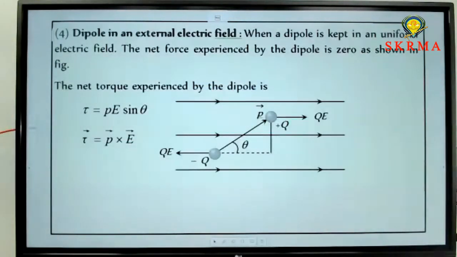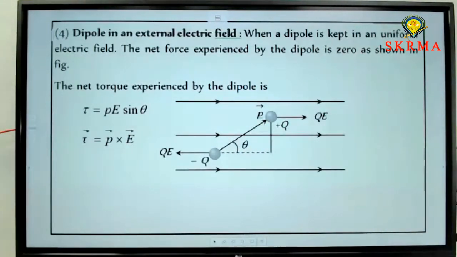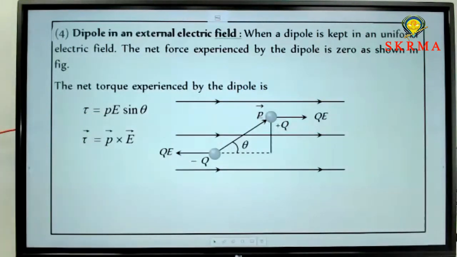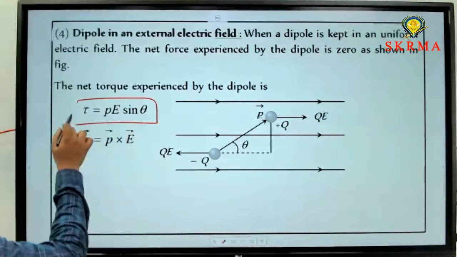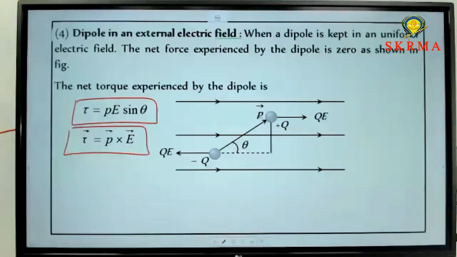Next concept, dipole in a uniform electric field. If you place a dipole in a uniform electric field, we need to write the equation for torque. What is the torque equation? Torque can be written as PE sin theta. Torque tau equal to PE sin theta. In vector notation, we can write this as P bar cross E bar.